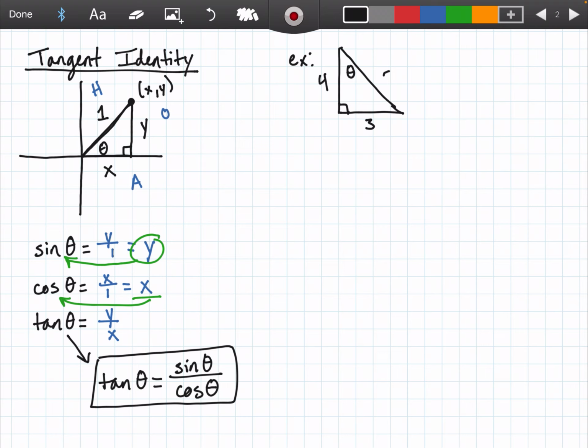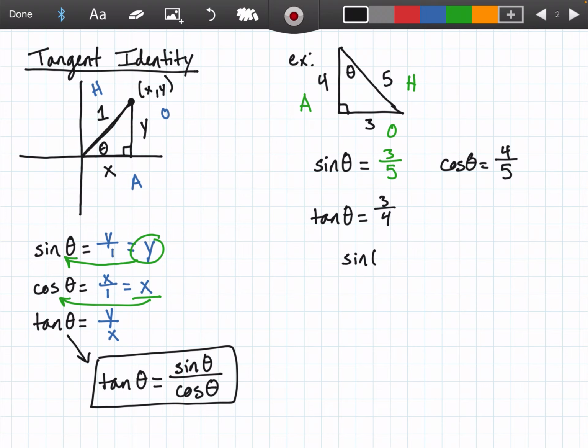Do our favorite 3, 4, 5. I can take sine theta, labeling my sides. Sine theta is going to be 3 over 5. Cosine theta is going to be 4 over 5. Tangent theta is going to be 3 over 4. Well, if I look at sine divided by cosine, that is 3/5 divided by 4/5.